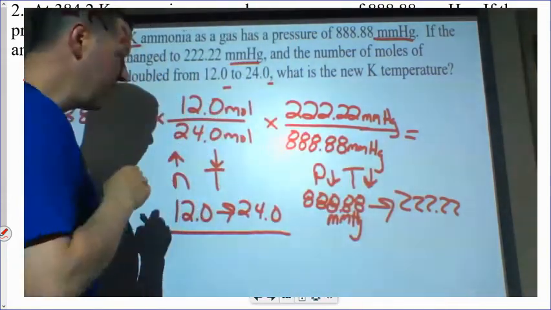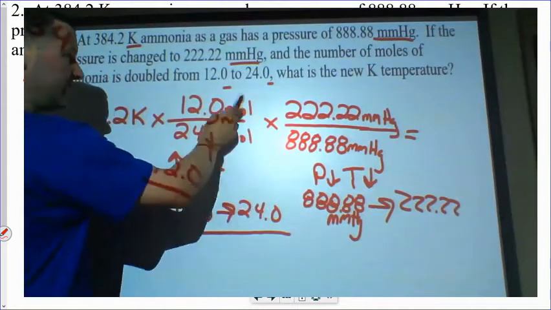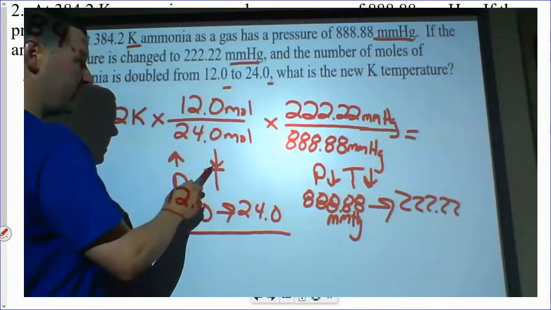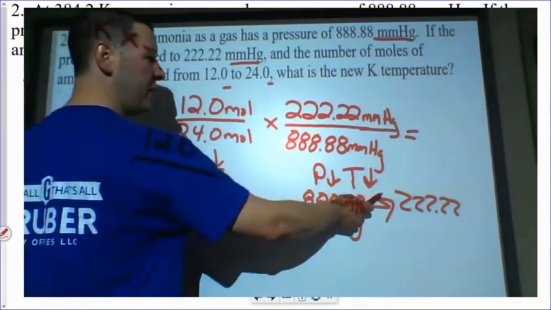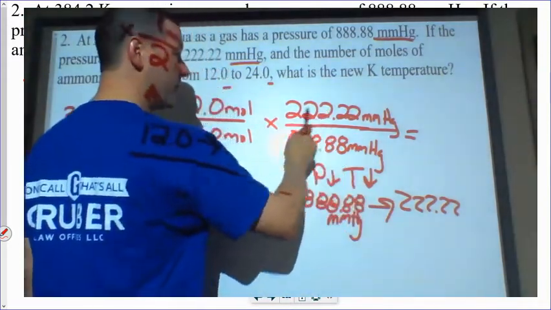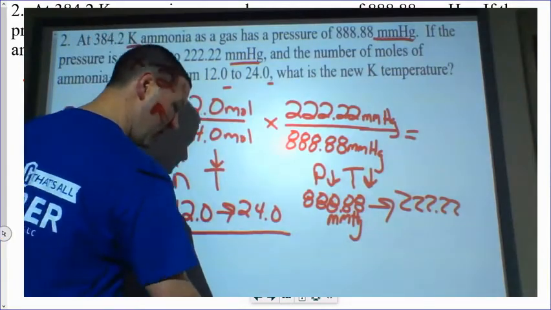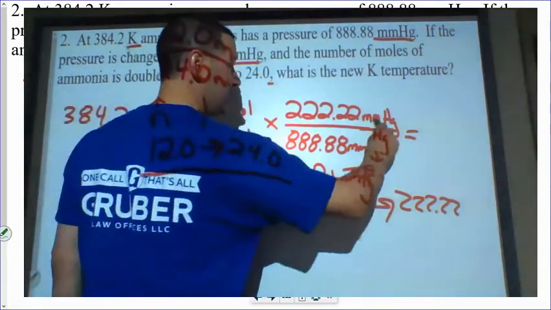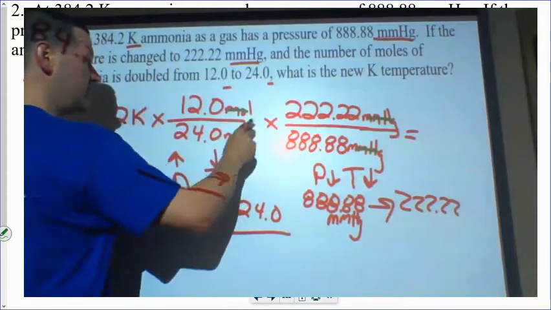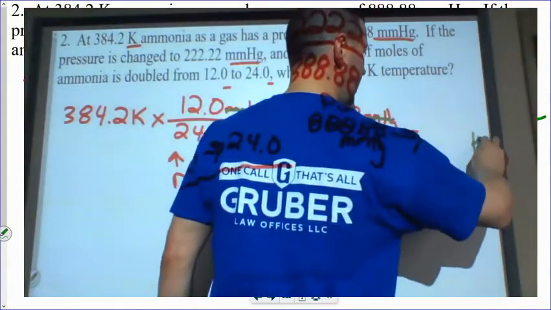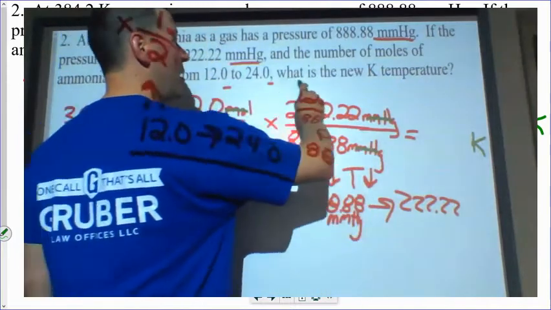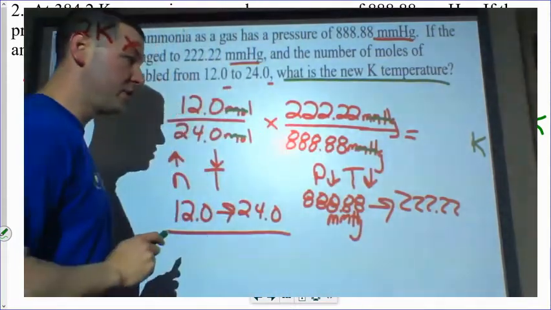All right, so again, I'm going to repeat that. Over in this step right here, I want my temperature to get smaller, so I put the smaller of the two numbers on top. Over here, I want my temperature to get smaller, so I put the smaller of the two numbers on top. When I go through this, these labels cancel each other, these labels cancel each other, and I'm going to be left with my answer in Kelvin, and that is exactly what I want. I want a new Kelvin temperature.